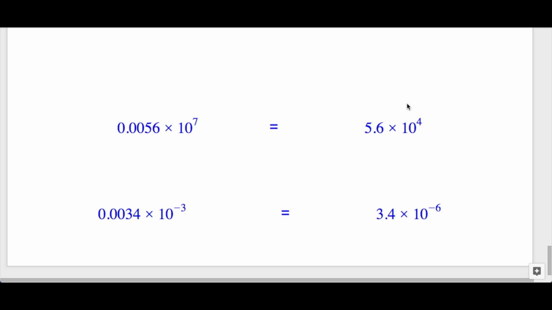One more example. Our ones column is no longer a ones column, it's now the 10 to the negative 3 column. So if this is now 10 to the negative 3, this has to be 10 to the negative 4, 10 to the negative 5, and this is now 10 to the negative 6. And that is what we're focusing on right here. So when we take a look here, this is 3 times 10 to the negative 6. When we move the decimal place, this becomes 3.4 times 10 to the negative 6. And that is how we get that final answer. That is it.